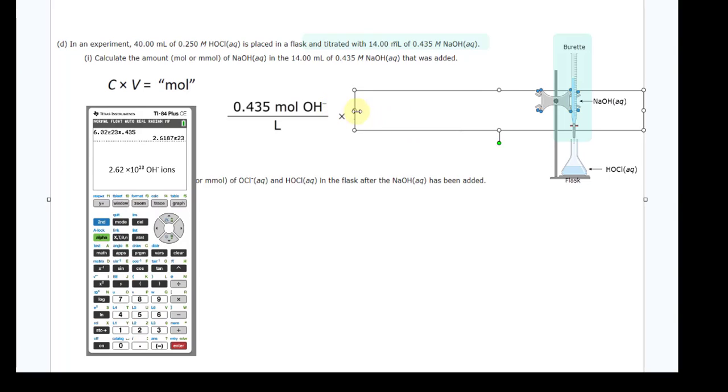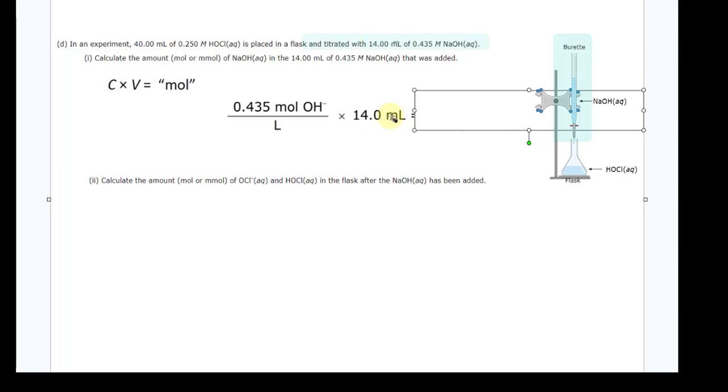And we multiply that times the volume. Now you say, wait a second, you've got liters here and milliliters here. Fine. That's great. I can do that. I can cancel out the liters and liters, and I get moles, millimoles. So I could just keep that unit just like this. There we go. 6.09 millimoles of hydroxide. The graders know what m stands for as a prefix.